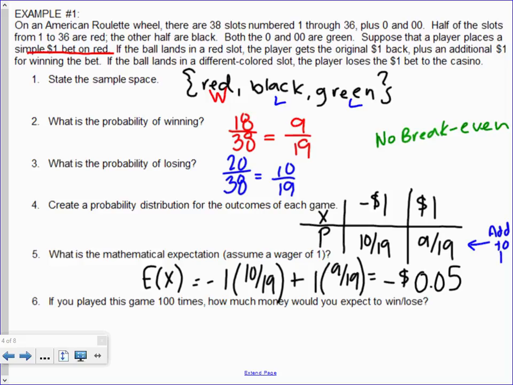So the question is, if you played this game 100 times, there would be sometimes you won, sometimes you lost, because sometimes it's going to land on red and sometimes it's not. What would you expect to win or lose? Take 100 times your expected value. We would expect to lose $5.